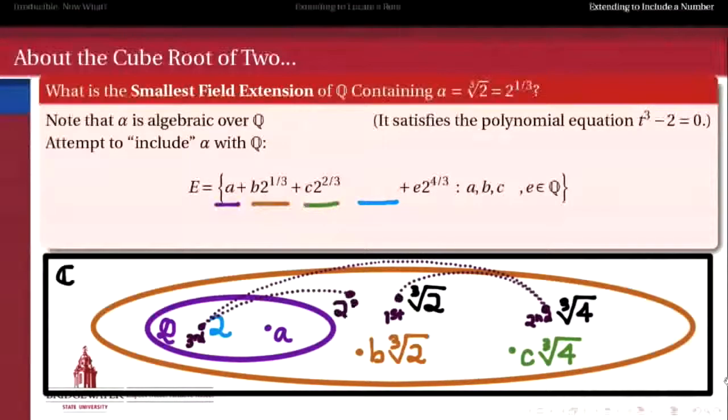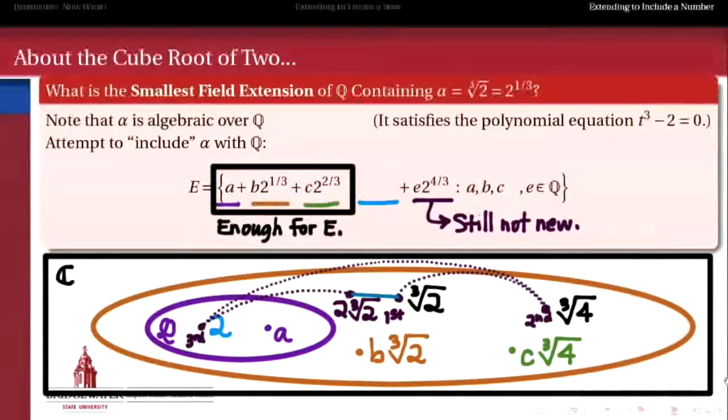So the first power was in E, the second power was in E, the third power was back in Q. Therefore, the fourth power, which is 2 times the cube root of 2, ends up, again, back in E. So we're not getting anything interesting once we get past the second power of the cube root of 2. So it's enough for our extension field to just have the rationals, the cube root of 2, and the cube root of 4.